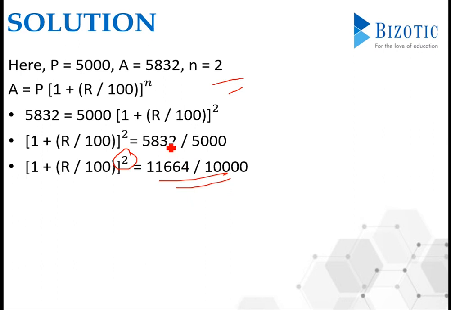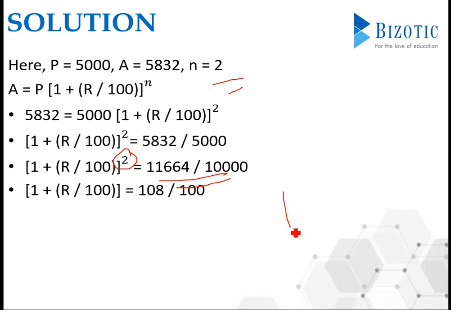What I have done here to get 11,664 is very simple. I have just doubled the 5,832 and doubled the 5,000, because I know the perfect square root of 10,000 is 100, and the perfect square root of 11,664 is 108. I am doing this just to reduce the usage of time. You can also solve it by getting 5832 divided by 5000, but that will give you decimal points, which makes calculation very tough.